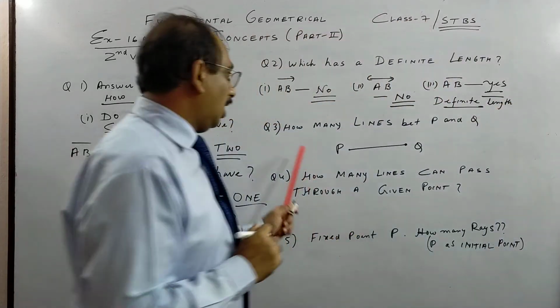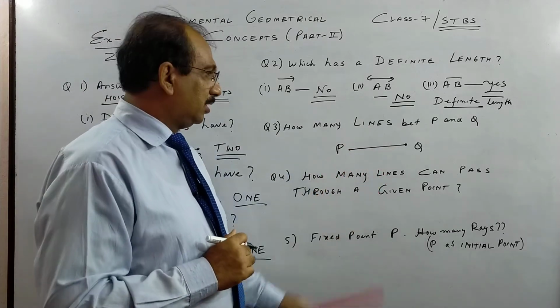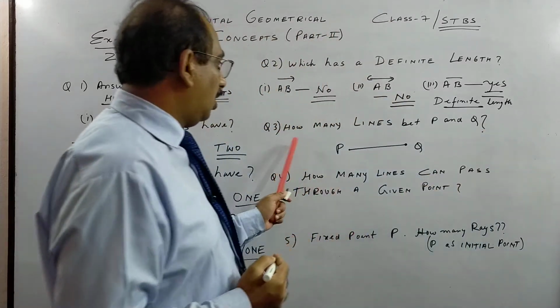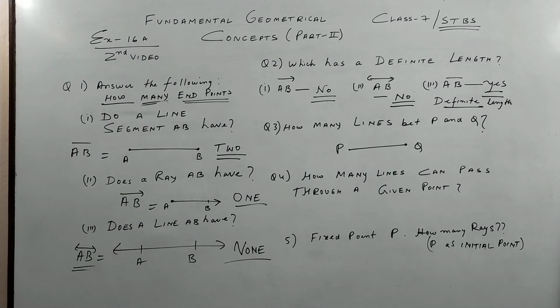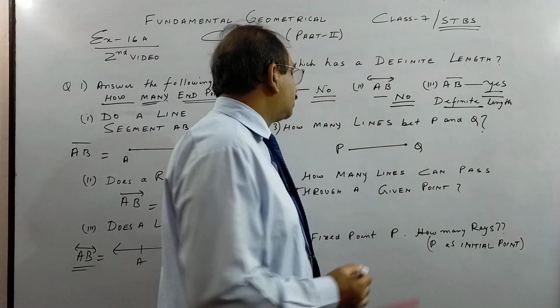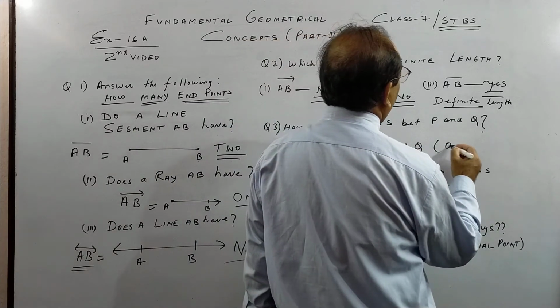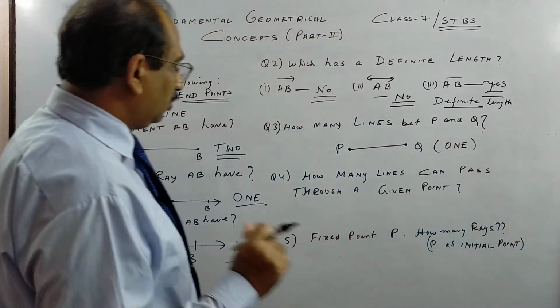Next, how many lines can you draw between two points? For the full question you can see the book. Question 3 asks how many lines can be drawn to pass through two given fixed points P and Q. Two fixed points are there. This is P, children, and this is Q. So you have only one line. One line can be drawn between two fixed points.